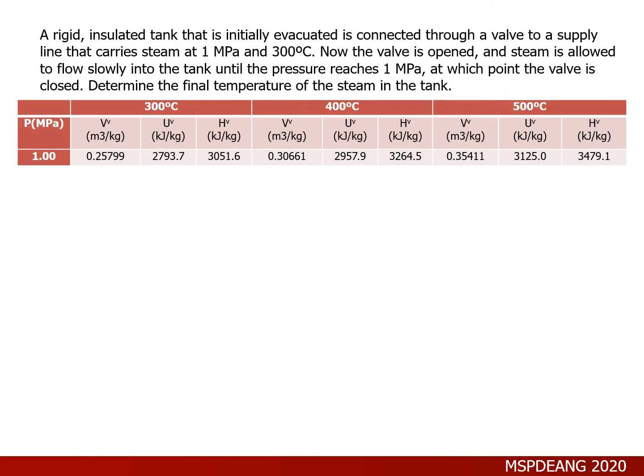Okay, let's now proceed to the next example for unsteady state open systems energy balance. We have a rigid insulated tank that is initially evacuated, which is connected through a valve to a supply line that carries steam at 1 MPa and 300 degrees Celsius. So meron tayong rigid tank connected to a supply line with a valve. Tapos meron siyang steam going in. So meron siyang m dot steam going in dito.